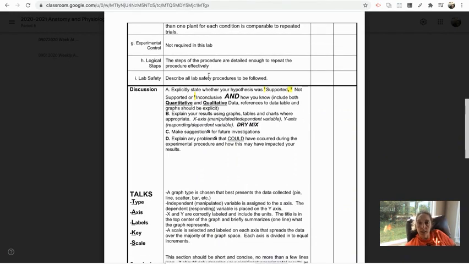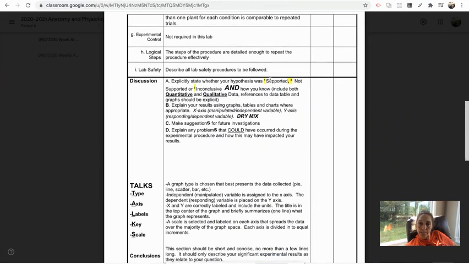And then lab safety, anything we should be keeping in mind when we're doing a lab. When we work with chemicals, we'll talk about safety data sheets and how to handle those chemicals, and what PPE is, your proper protective equipment for when you're working around certain equipment and supplies.